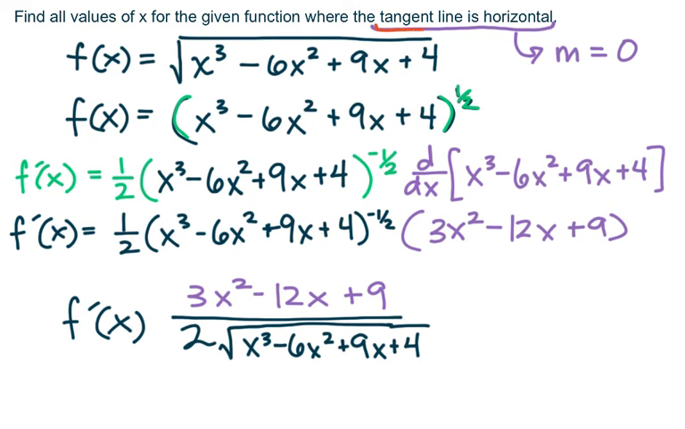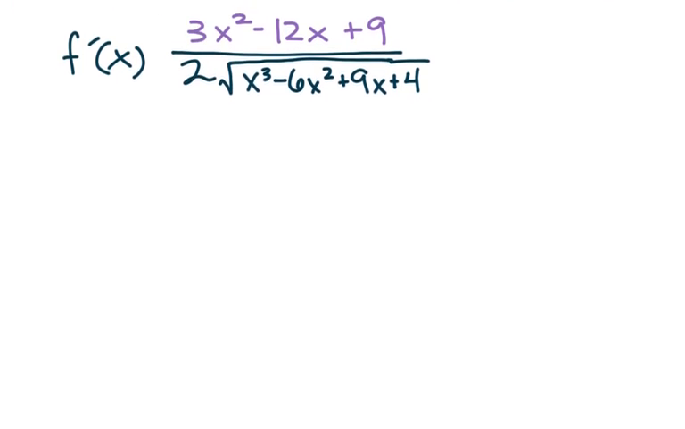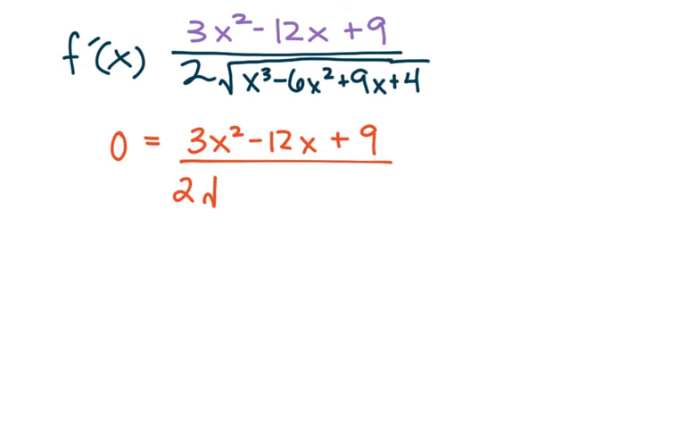Now we have found our derivative, and let's think about what we're trying to solve. We're trying to solve where the tangent line is horizontal. Now the slope of the tangent line comes from the derivative. So essentially, the derivative means the slope. So we want to solve that derivative equal to 0. So I'm going to say 0 instead of f prime of x equals 3x squared minus 12x plus 9 over 2 square root of x cubed minus 6x squared plus 9x plus 4.